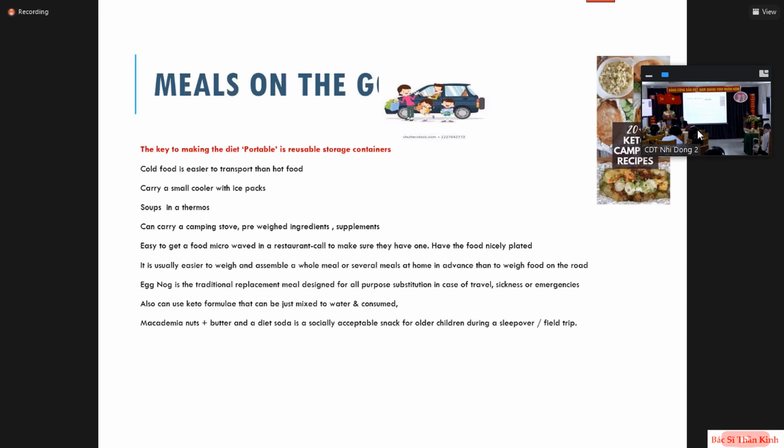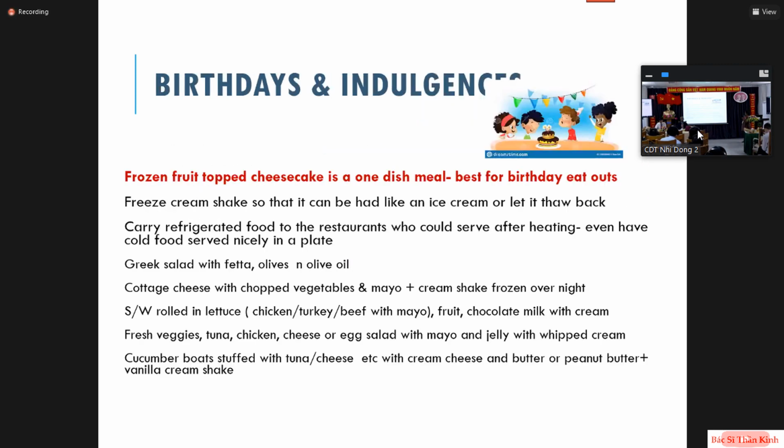And then even some handy nuts, macadamia nuts are naturally a 4:1 food. So the child or the mother could carry those while traveling. If there's no food available, that becomes very handy. Similarly, for birthdays and indulgences, it's the dietitians who need to guide the parents as to how they could give all those goodies or treats to the child. Because if they don't do that, the child will cheat at some point or the other.